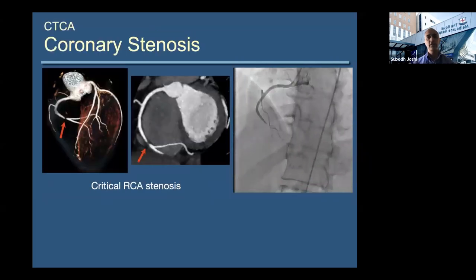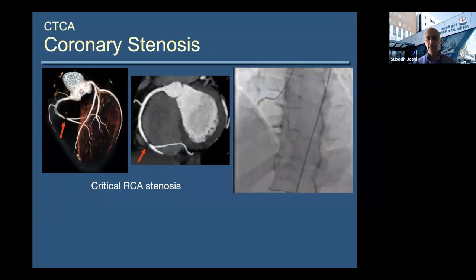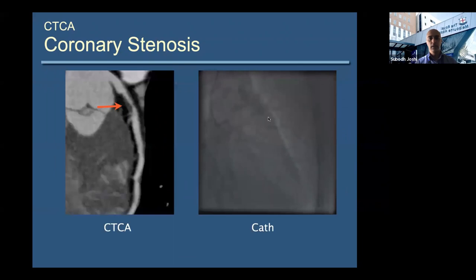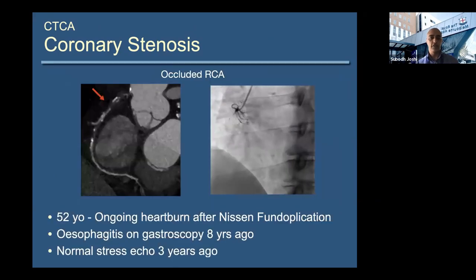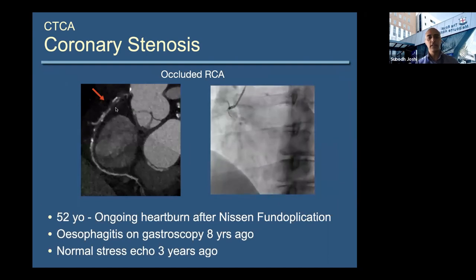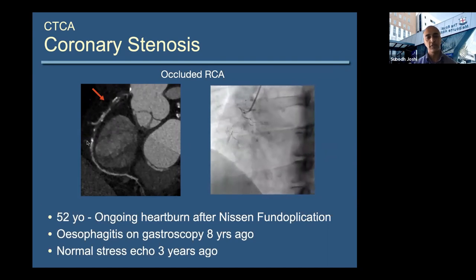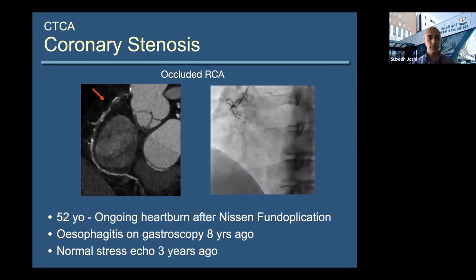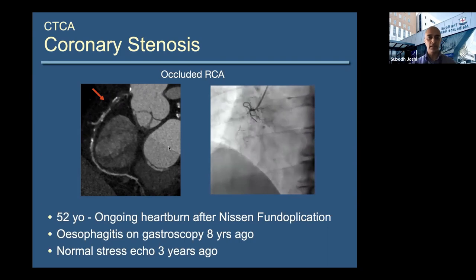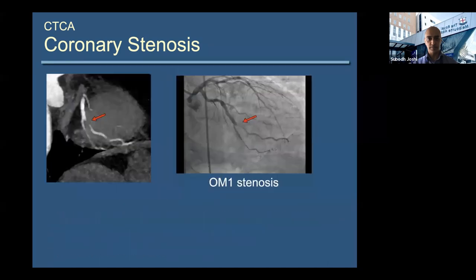So I guess CT coronary angiography is typically being used to identify coronary stenosis. So here's a nice RCA stenosis, an LAD stenosis. And here's a patient with an occluded right coronary artery. That's what it looks like on CT. This patient actually had a Nissen fundoplication, which still didn't help his heartburn until he was finally referred for a CT scan. He probably had esophagitis as well though.